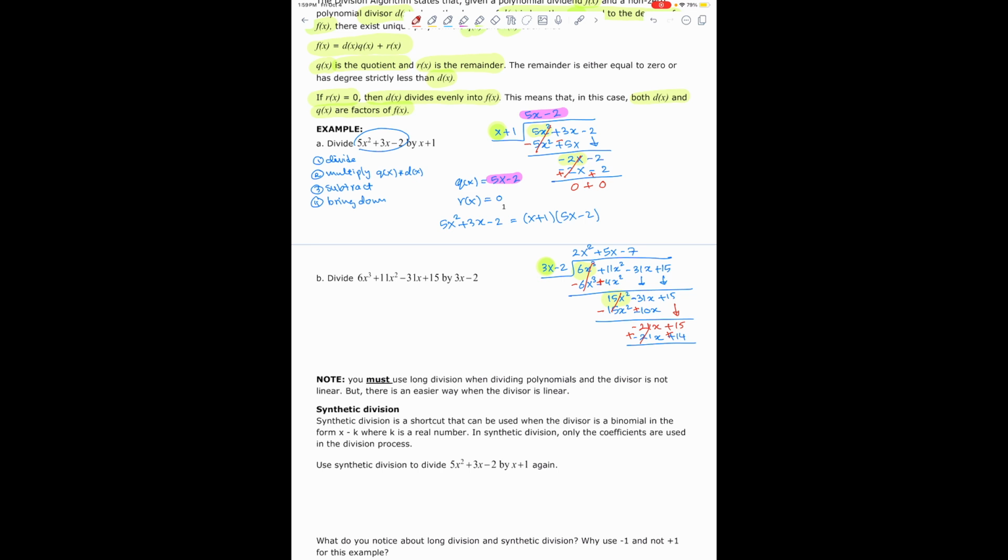Now we're going to subtract, so we change the sign here and here. These will cancel, and we have 15 minus 14, which is positive 1, and that should be the remainder. So now we have that the quotient q of x is equal to 2x squared plus 5x minus 7, and the remainder r of x is equal to 1. So that is how we're going to use long division in order to divide polynomials and factor some of these polynomials fully.